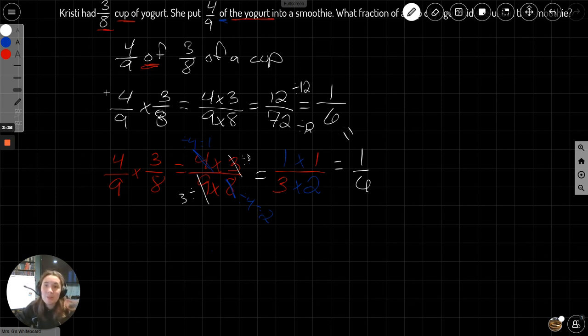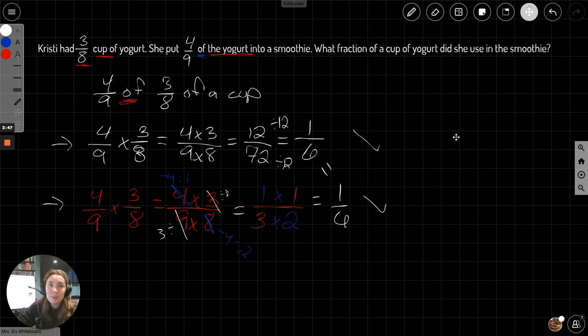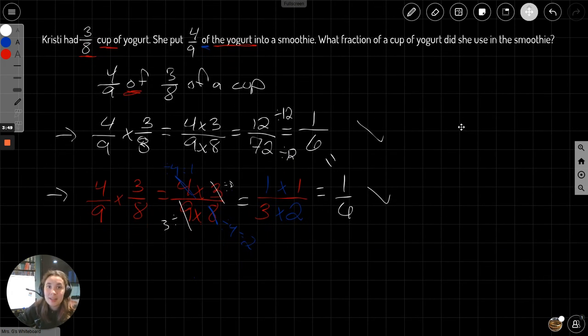And these two are equal. So if you prefer to multiply straight across and then simplify at the end, awesome, go ahead. If you prefer to simplify before you multiply, awesome, go ahead. The important thing to remember, though, in this case, is that our answer is she used 1/6 of a total cup of yogurt in the smoothie.